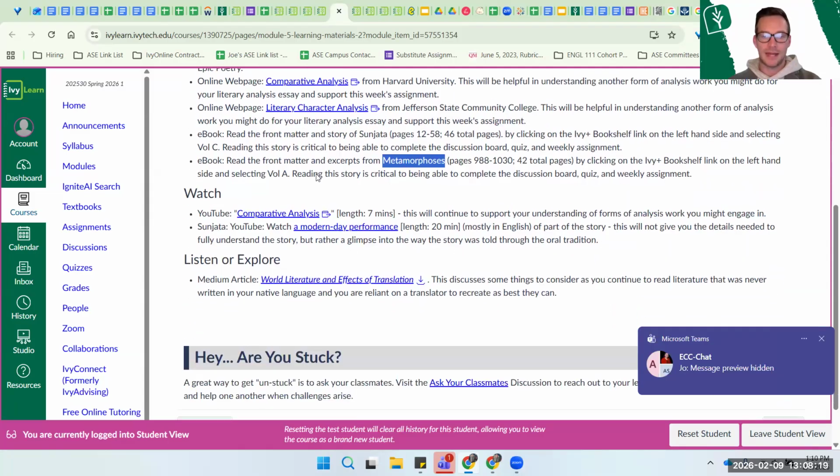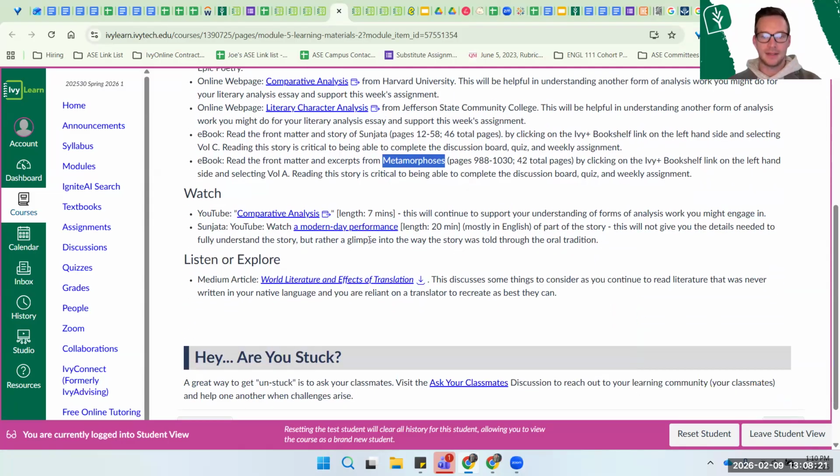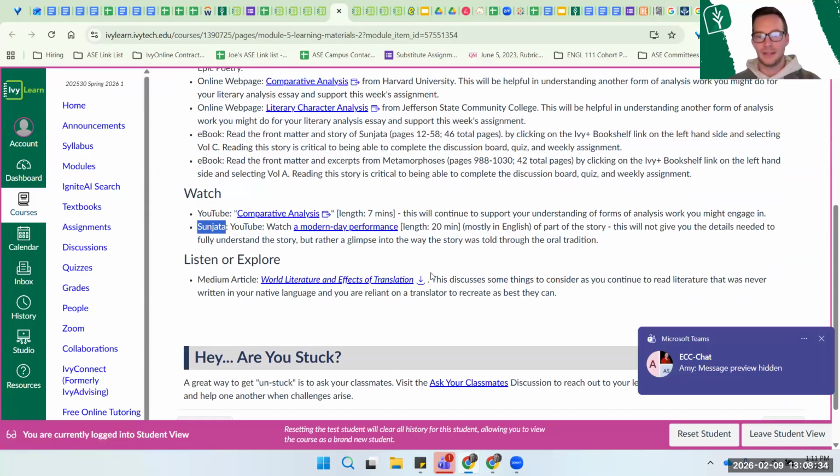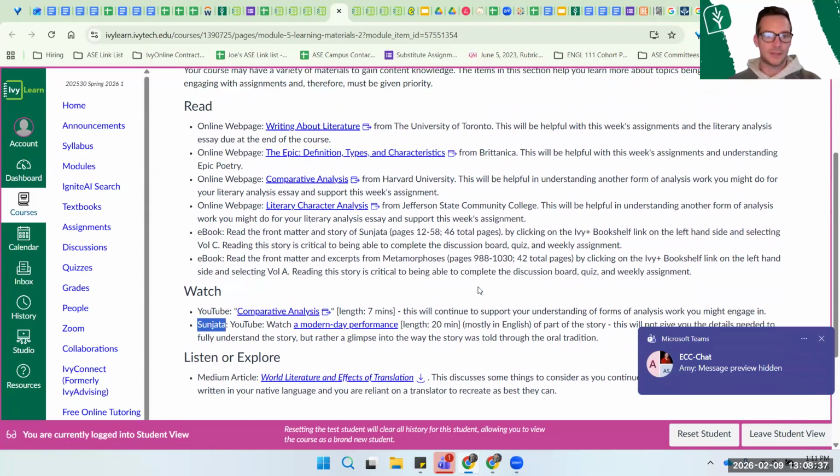And then we have this comparative analysis piece and a modern day performance of the Sunjata epic, if you're interested in watching that, which is pretty cool. This listen and explore space, the translation bit, is really interesting to me and might be interesting to you as well.